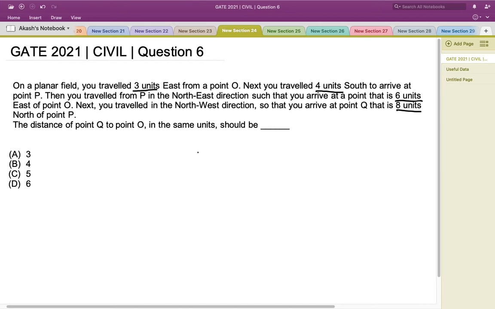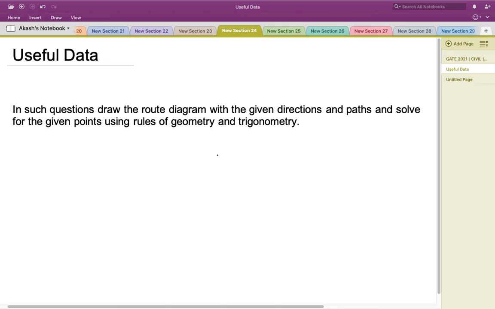To solve this question, the useful thing to keep in mind is that in such questions, always draw the route diagram with the given directions and paths and solve for the given points using the rules of geometry and trigonometry. So we have to frame a route diagram as per the instructions given in the question, and solve for the given points using trigonometry and geometry wherever we can. So let's try to solve this problem.